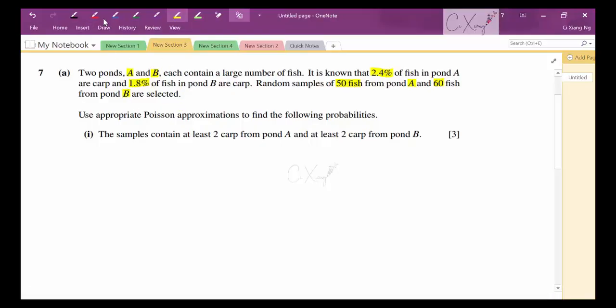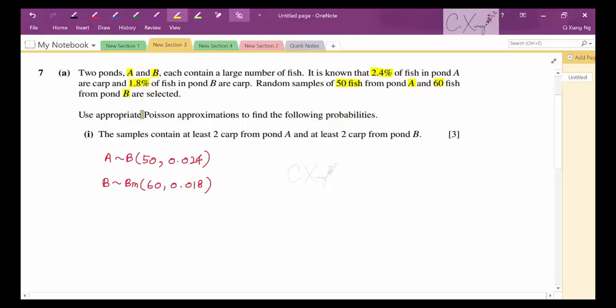From this paragraph, generally we know that A is binomially distributed, where we have 50 fish from pond A and the probability for the carp is 0.024. The same thing happens for pond B. We have a binomial distribution, and the total number of fish is 60, and the probability is 1.8%, which is 0.018. So this is generally what we have.